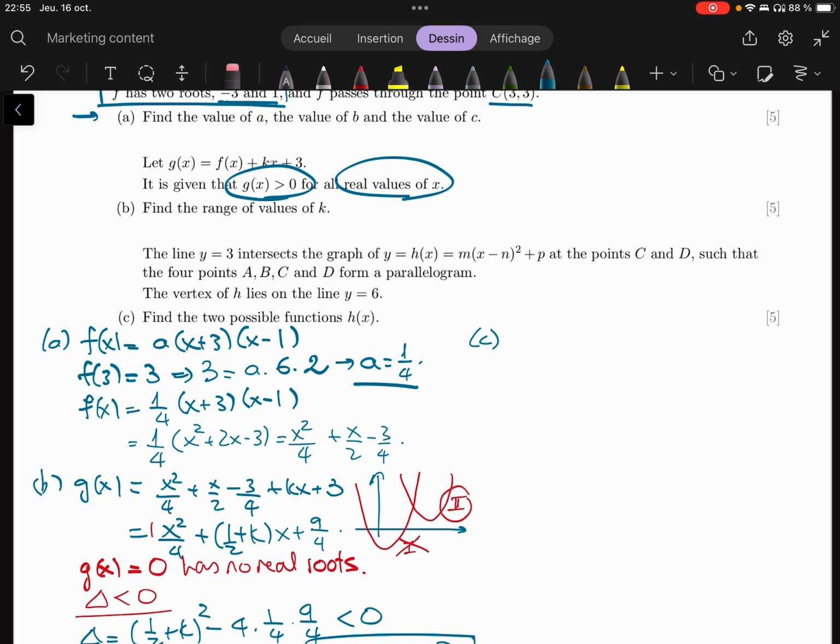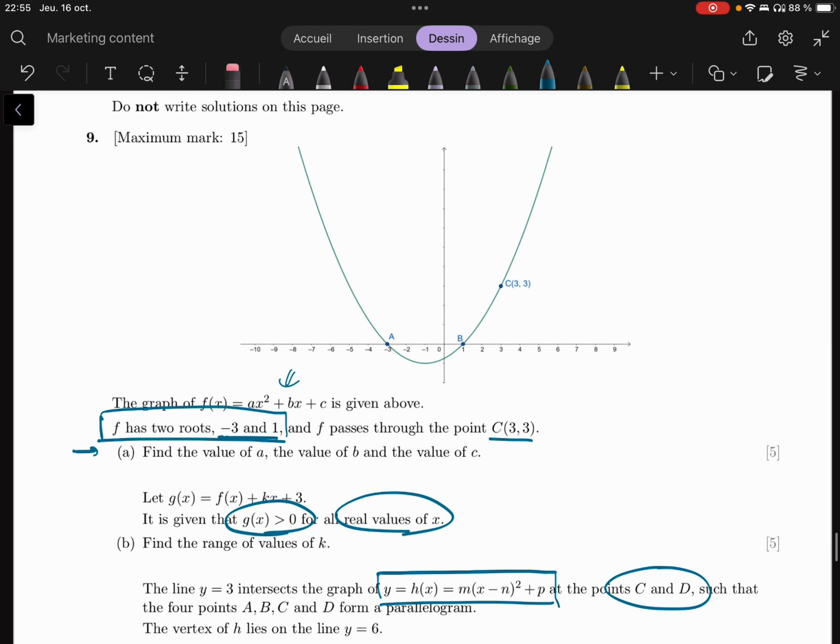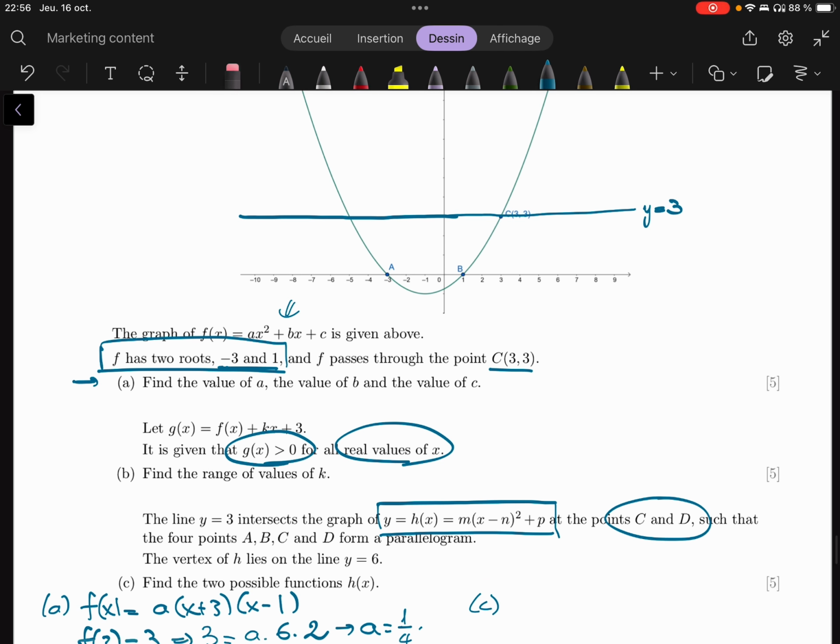Part C. This is the trickiest part of the exam. We have a function h(x). The line y equals 3 intersects the graph of h at C and D. So let's draw that line, shall we? Here we go. So this is the line y equals 3.